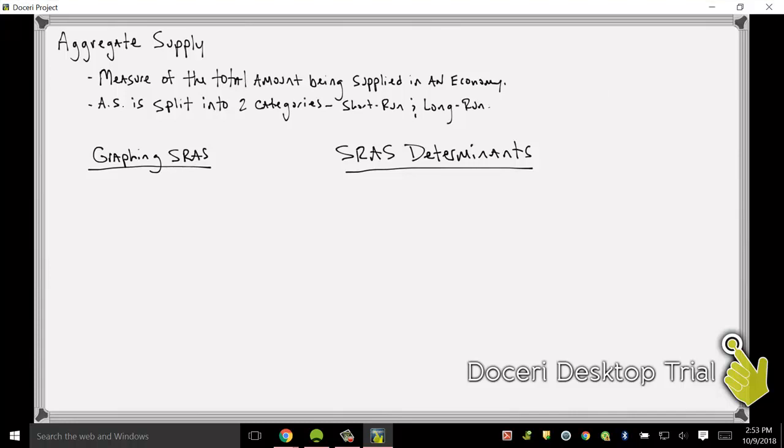Okay, today we're going to talk about aggregate supply. And as you can see on the screen, aggregate supply by definition is the measure of the total amount being supplied in an economy. And so we're just measuring how much stuff is actually being produced. And that really is what makes up our aggregate supply.